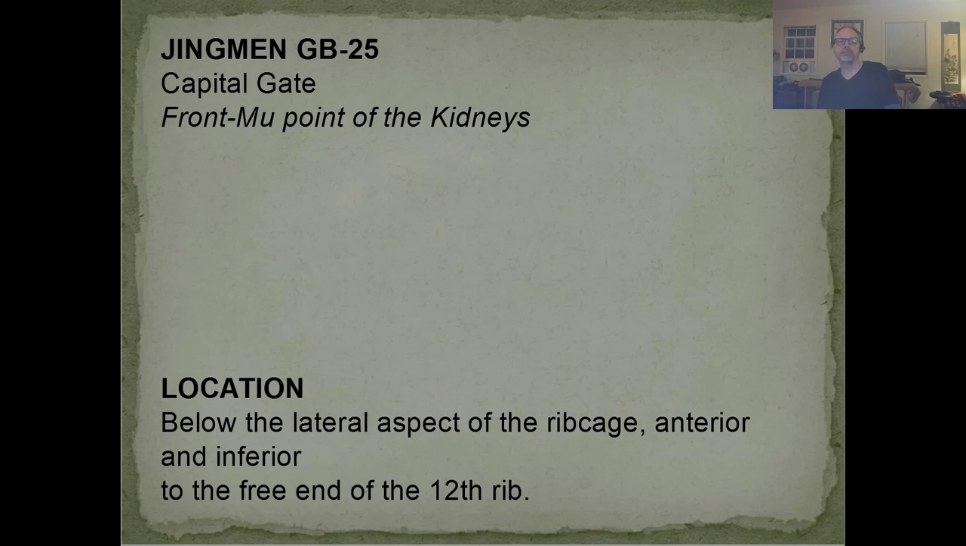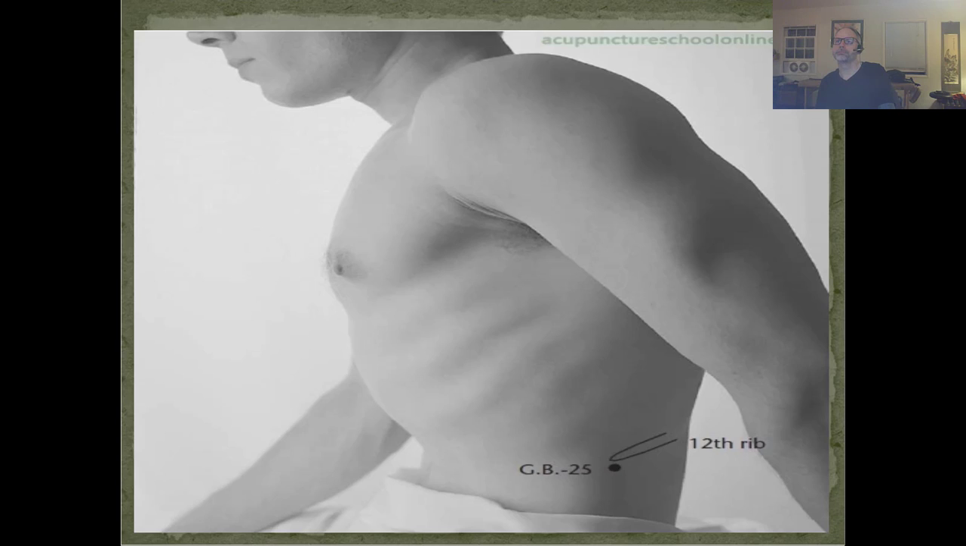25. 25 is the front mu of the kidneys. It's at the free end of the 12th rib, right? It's below the lateral aspect of the rib cage, anterior and inferior to the free end of the 12th rib. There it is.